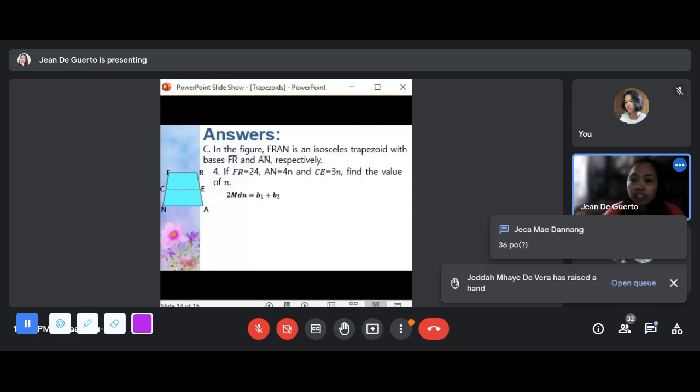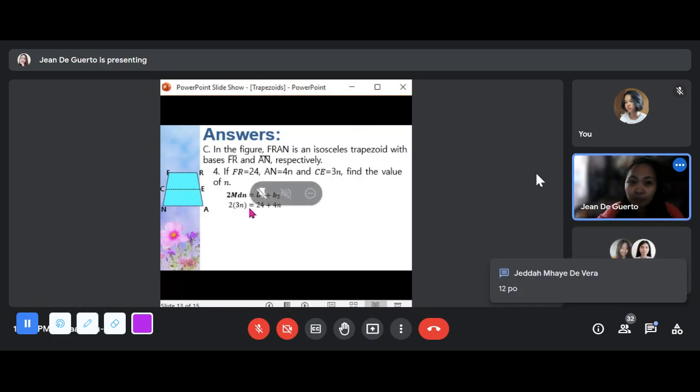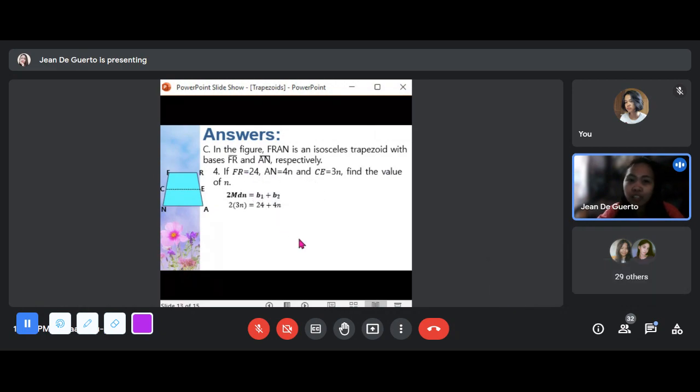So, check natin. Okay, check natin kung tama yung 36 kasi merong question mark. Okay, so 2 times 3n, tama? Kasi yung 3n natin is the median, is equal to base 1 plus base 2. So kahit alin dito sa 24 saka 4n, ang i-substitute natin dun sa B sub 1 saka B sub 2, okay lang. Importante, tama yung sinubstitute natin dun sa median.